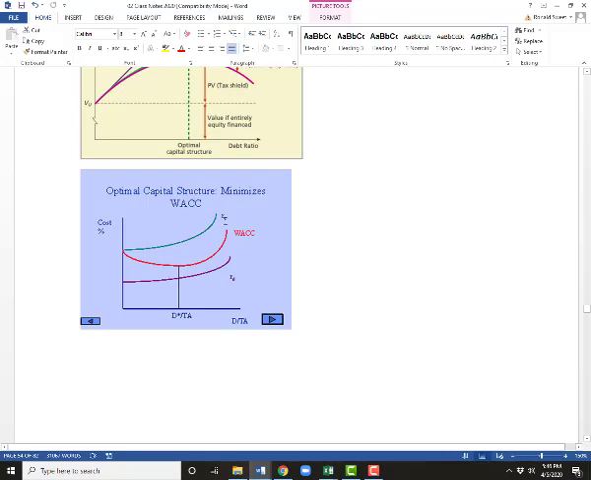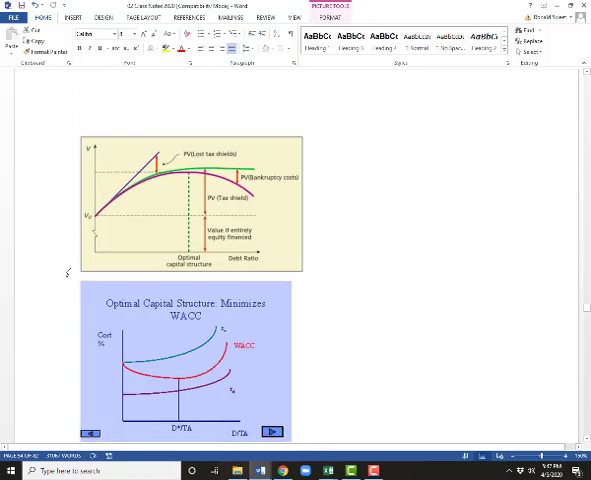This RE is what we've been talking about as KE. They use RE as the rate of equity instead of the cost of equity. RD, the rate of debt. And then this percentage cost is just your cost of capital. So, all right, that chart makes some sense.